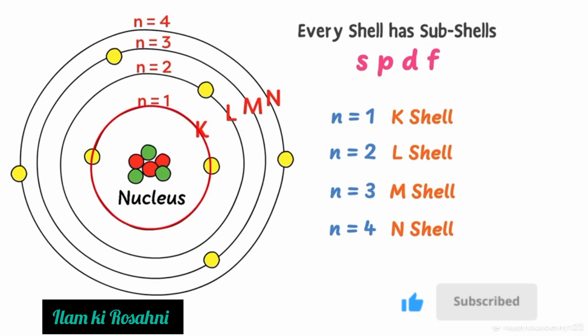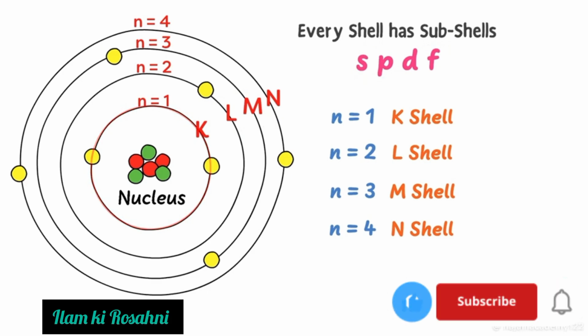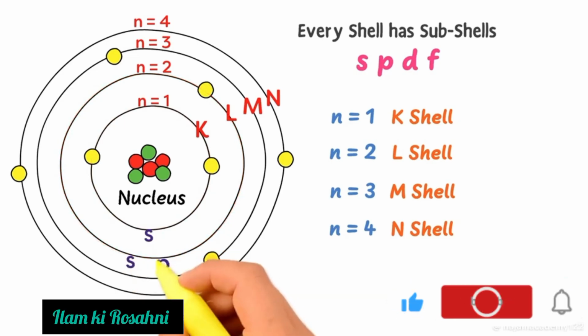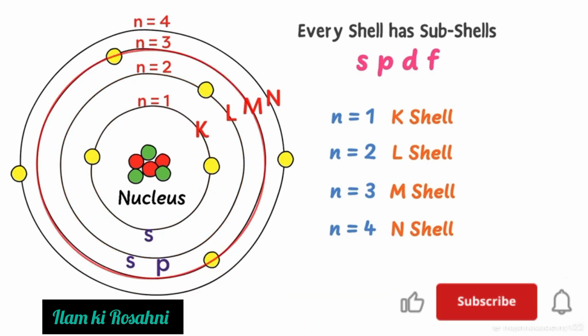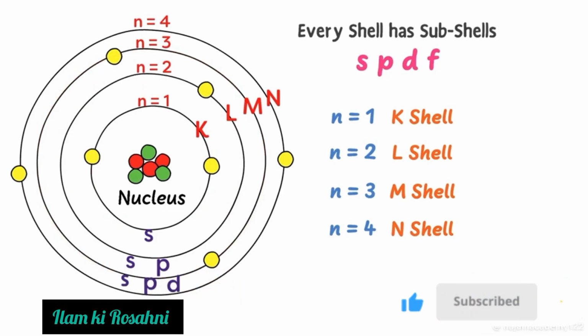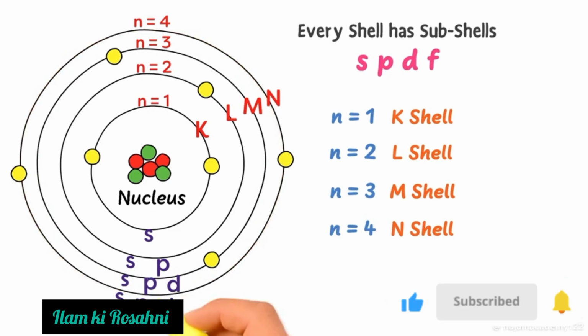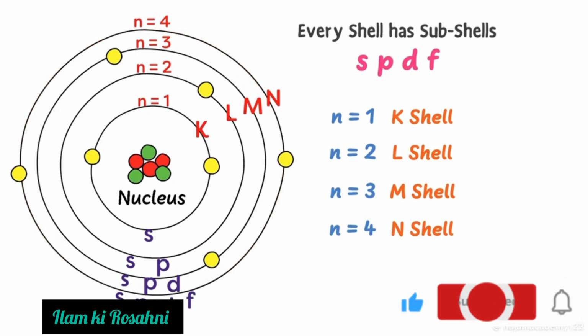The first or K shell has only one subshell, S. The second or L shell has two subshells, S and P. The third or M shell has three subshells, S, P and D, while the fourth or N shell has four subshells, S, P, D, F. The easiest trick to remember the subshells is: the first shell has only one subshell, the second shell has two subshells, the third shell has three subshells, and the fourth shell has four subshells.